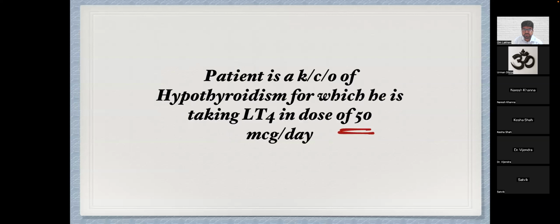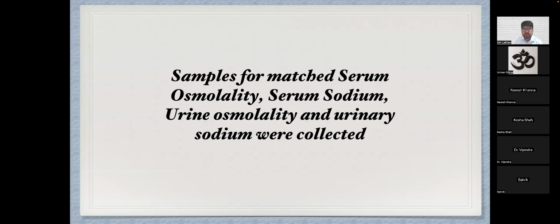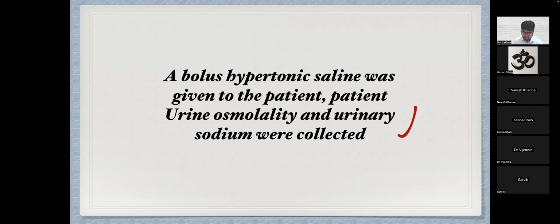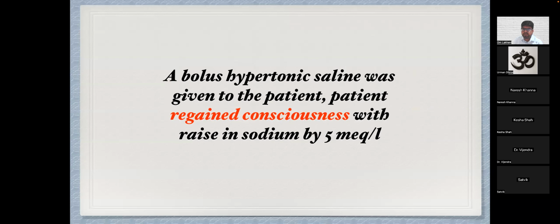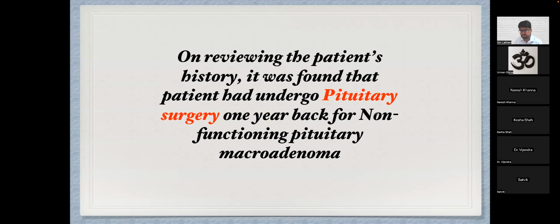Again, something you need to keep your eyes and ears open for. So we sent a matching sample. Now we are seeing this from the perspective of hyponatremia, right? So we sent a matching sample for serum osmolarity, serum sodium, urine osmolarity, and urine sodium. These are the typical 4 samples that we send for evaluation of hyponatremia. We gave a bolus of hypertonic saline 3%. After giving that, the patient regained consciousness and the sodium rose by about 5 mEq per liter. Remember, sodium should typically rise by 8 to 10 mEq per liter in 24 hours.